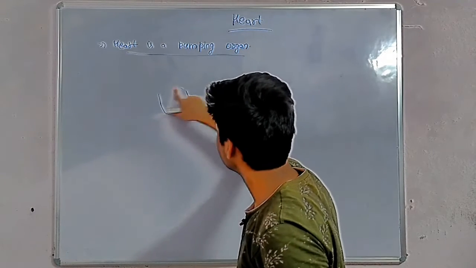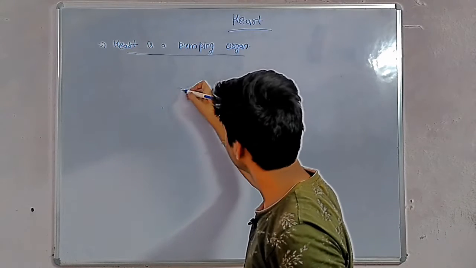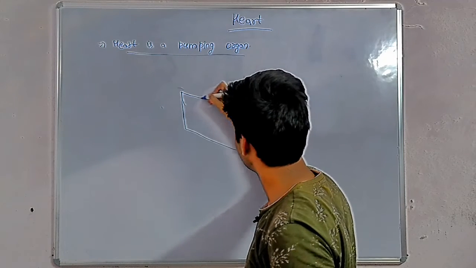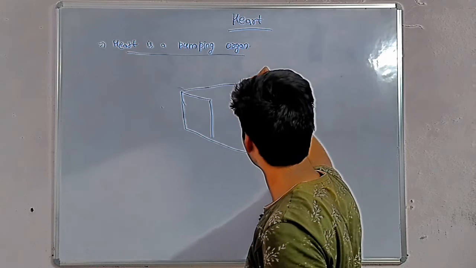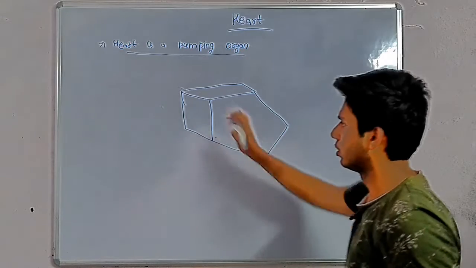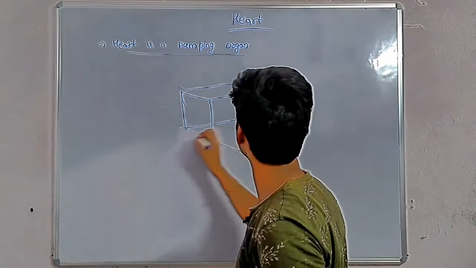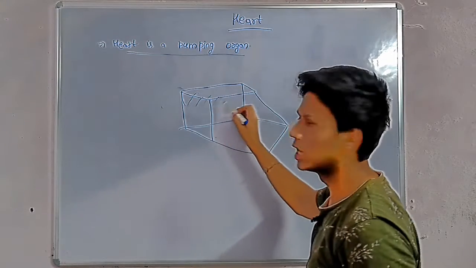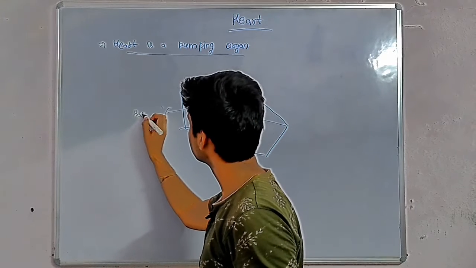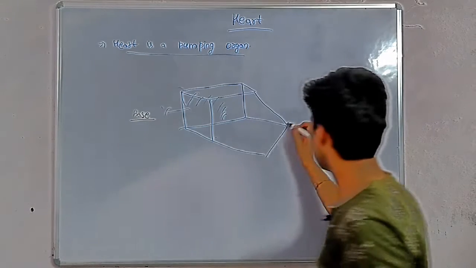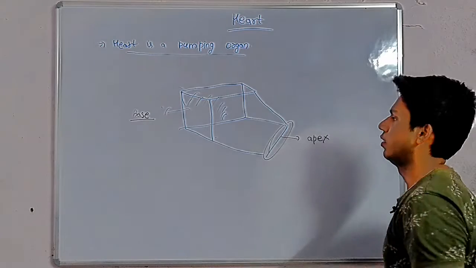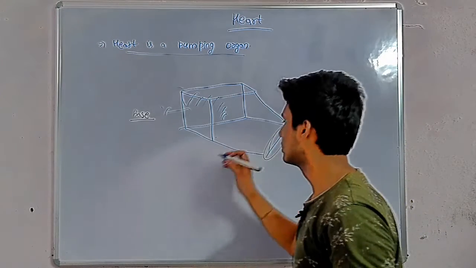Let's say this is the heart. This is the defining way of the heart. The one is the posterior surface, which is present on the posterior side, called the base. And the one sharp edge is called the apex. And there are some borders and features and surfaces.